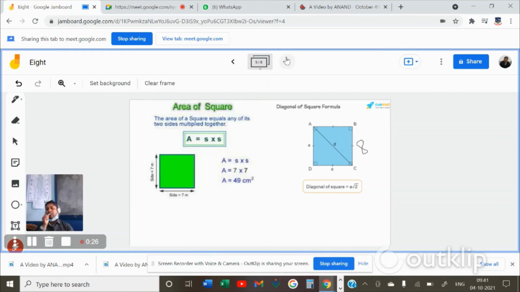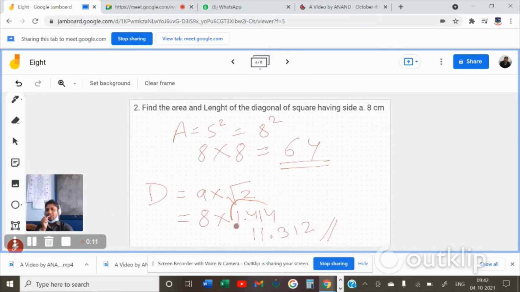Then we came to square, where we multiplied both the sides of the square and took out the area. And then the diagonal, what did we do? For the diagonal, we have a formula, a into root over 2, where the value of root over 2 was given as 1.414 and the side was given as 8. When we multiply, we get 11.312. Okay.